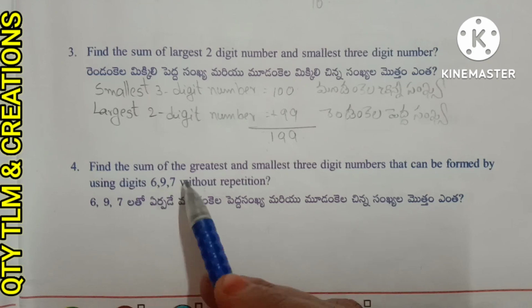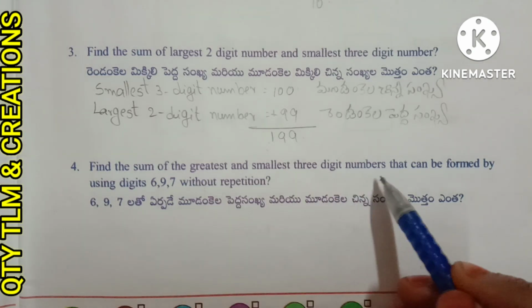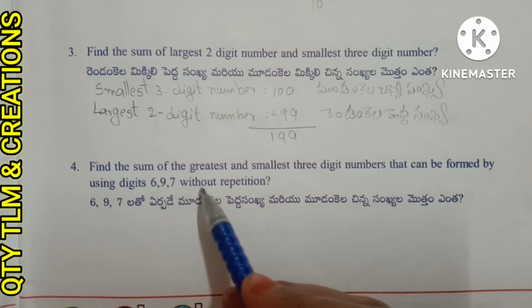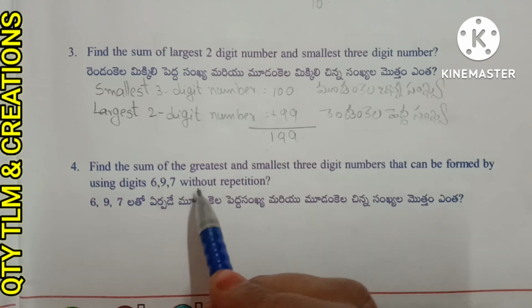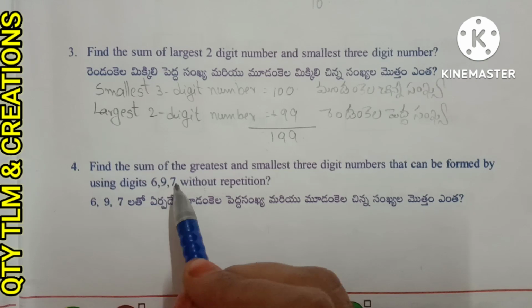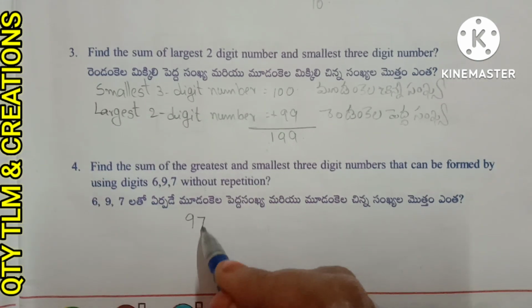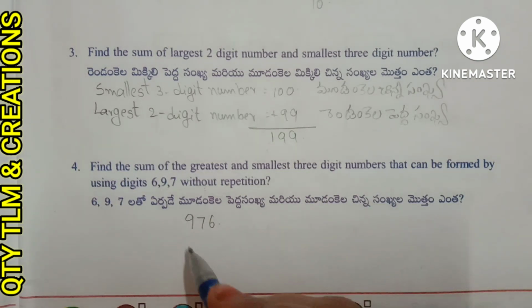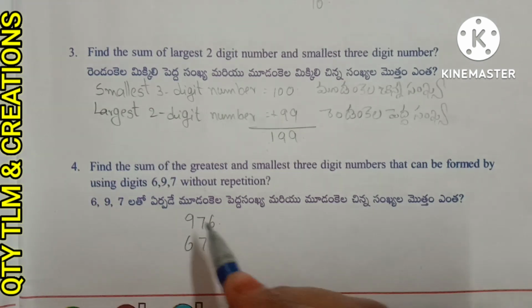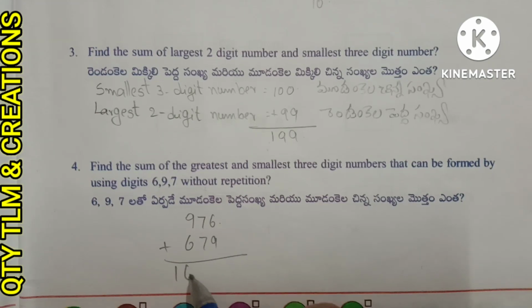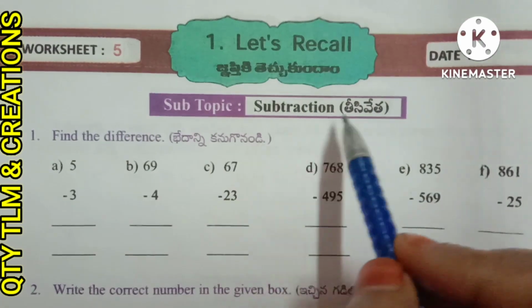Next question, find the sum of the greatest and smallest 3-digit numbers that can be formed by using digits 6, 9, 7 without repetition. Here we have to use 6, 9 and 7 and form the greatest number, that is 976, and the smallest number is 679. So the sum of these numbers is 1655.